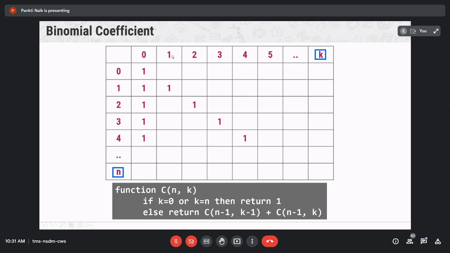So here k is equal to 1 and n is equal to 1. It means k is equal to n, so the binomial coefficient value is equal to 1, right? Same for n is equal to 2 and k is equal to 2, n is equal to 3 and k is equal to 3, and n is equal to 4, k is equal to 4, like this. So whenever the value of k is equal to 0, the binomial coefficient value is equal to 1. Whenever the value of k is equal to n, the binomial coefficient value returns 1, right?